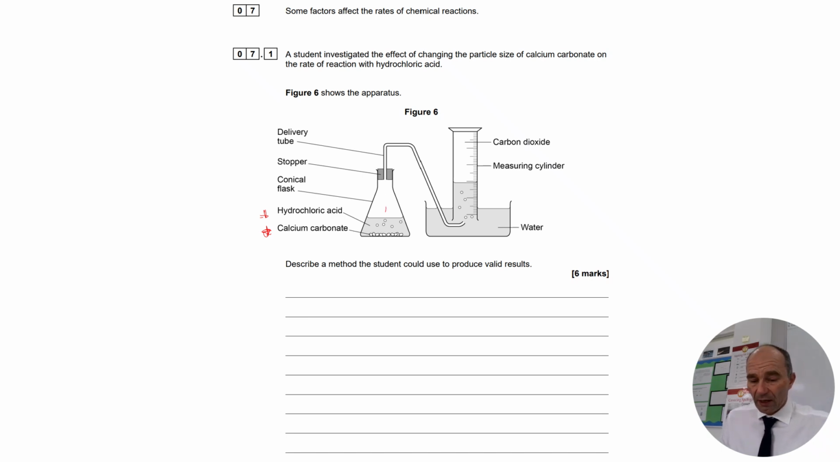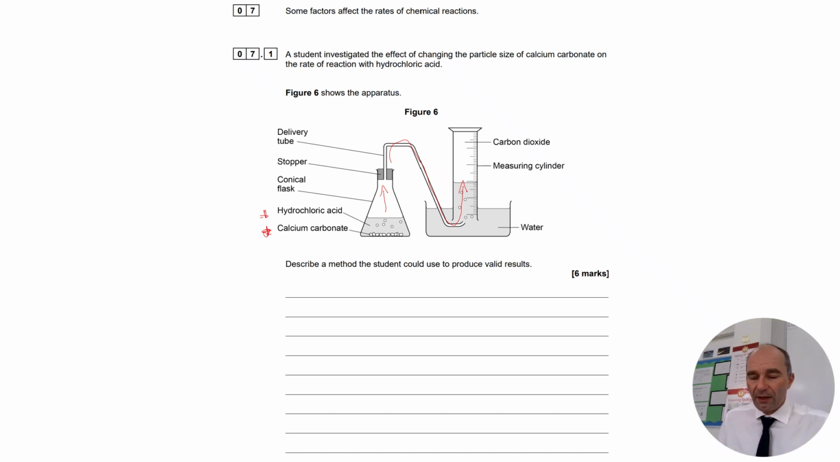That carbon dioxide gas is going to travel up through the conical flask, through the delivery tube, and it's going to move into the measuring cylinder. Now that measuring cylinder would have started off full of water, and the water gets displaced by the gas. So what you need to be doing is to measure your rate of reaction. We need to be measuring something. So we're going to be measuring the rate at which carbon dioxide gas is being produced.